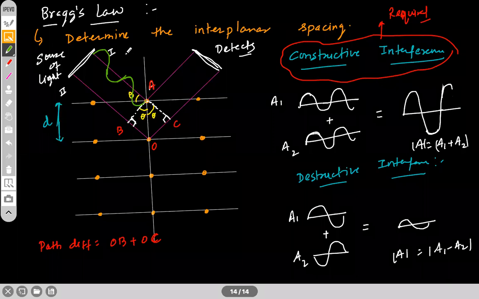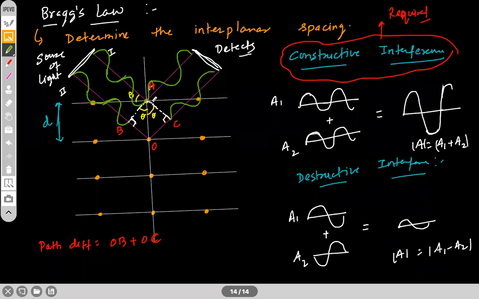Since this is constructive interference, here also the wave must have the same phase, so it will go like this only. And from here, this will come out like this. Here also it will come out like this, because the wave must be of the same phase. Obviously, it is going like this, so it should go like this.